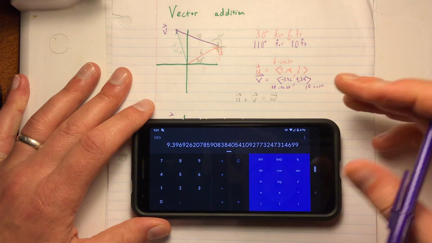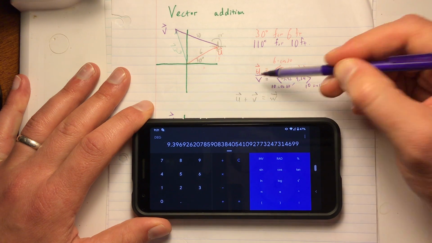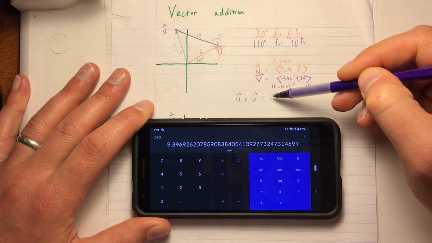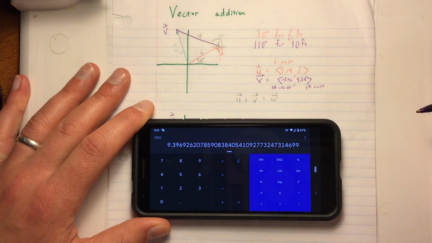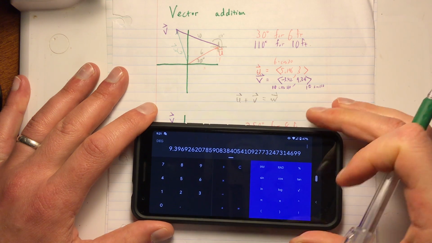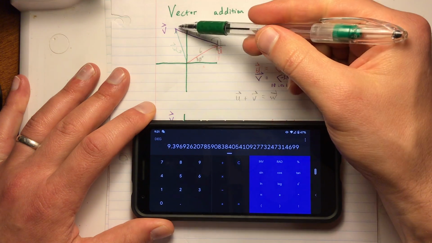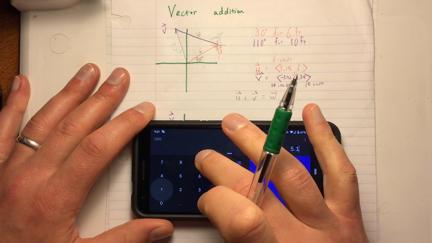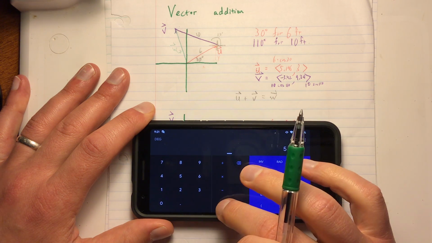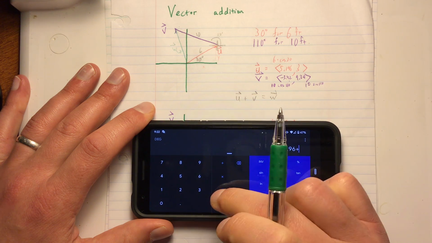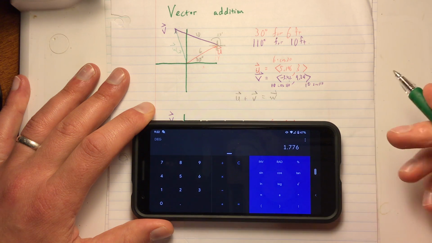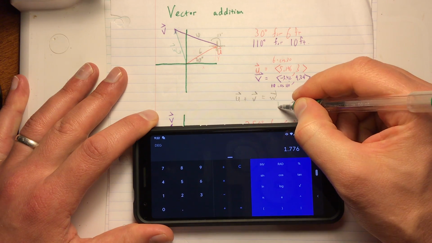So where do we end up here? Well, I've got U and I've got V. This is what we call vector addition. If I take U and I take V and I add those together, that will tell me how far W is. So all I got to do is add these two coordinates together. So the picture's misleading here, but I'm going to take 5.196 plus negative 3.42, 1.776.